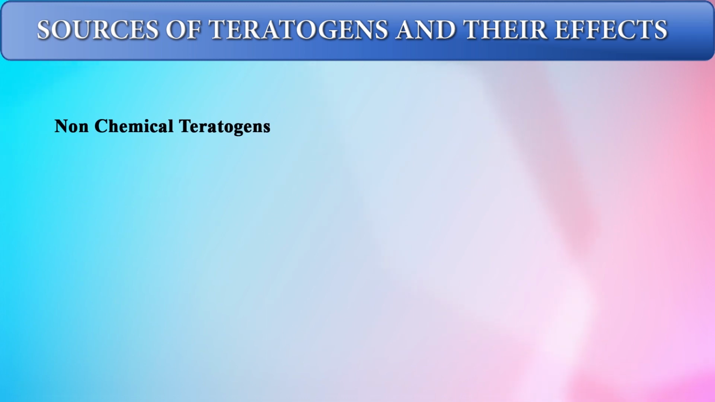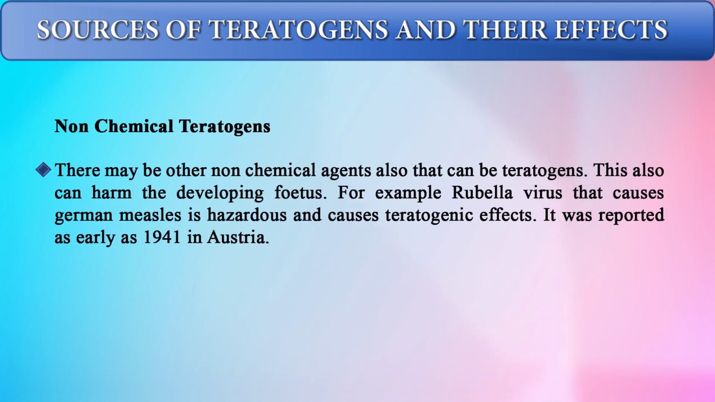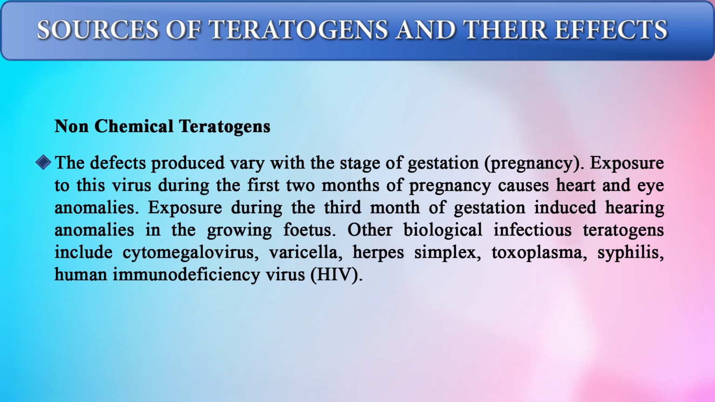Non-chemical teratogens. There are also other non-chemical teratogens. For example, certain viruses can also harm the developing fetus. Rubella virus is also known as the cause of German measles. It is hazardous and it causes teratogenic effects. This was reported as early as 1941 in Austria. That is why women are now given the German measles vaccine, that is a rubella virus vaccine, to prevent this disease. The defects produced vary with the stage of exposure.